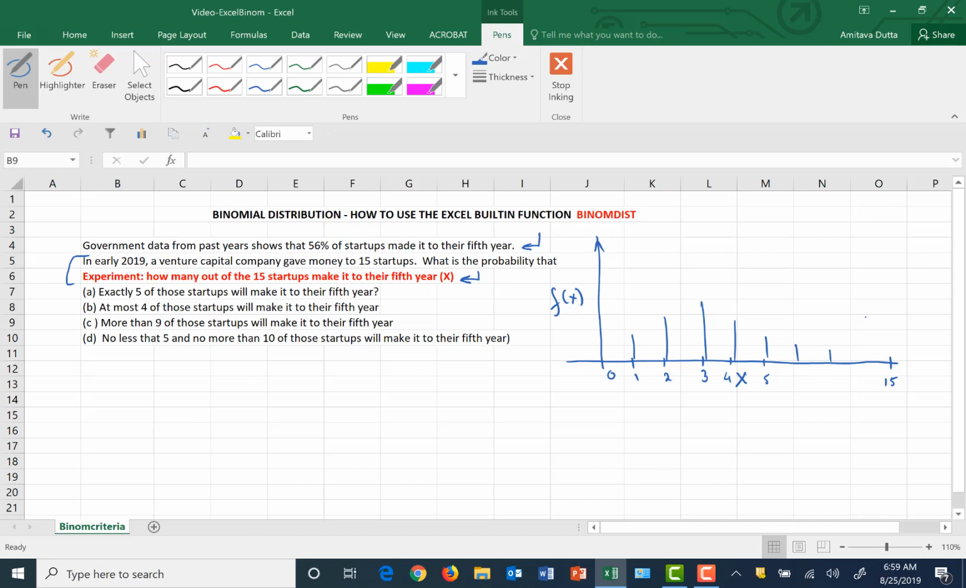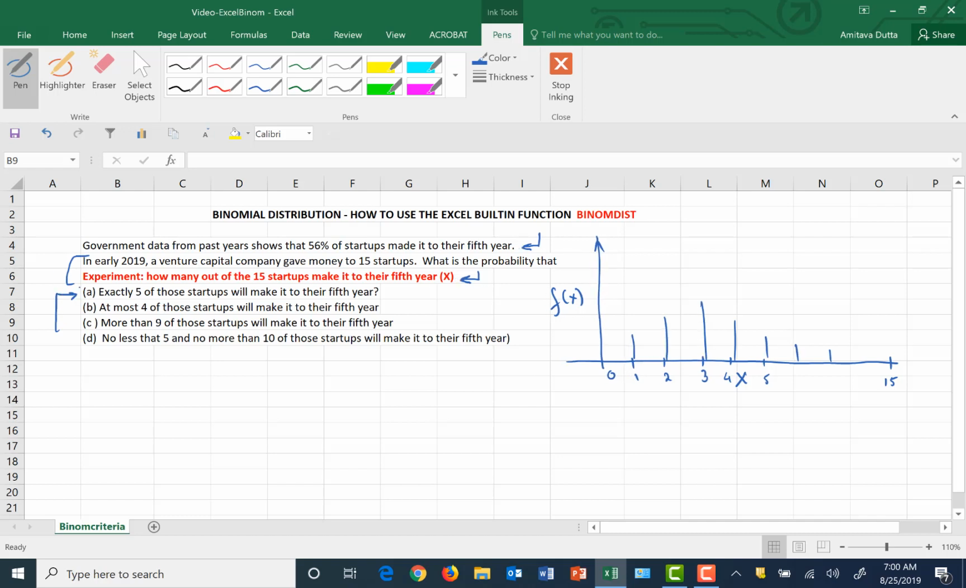Then I think it's reasonable to assume that the likelihood of a startup making it to the 5th year remains the same from one startup to the next. Without knowing additional information about the startups or the economic conditions under which they're operating, there's really no reason to assume otherwise. And the last assumption is that whether or not one startup makes it to the 5th year has no bearing on whether or not a second or a third startup makes it to the 5th year. So the trials are independent. A quick check tells you that the binomial distribution probably applies. So with that discussion, let's try and compute these probabilities.